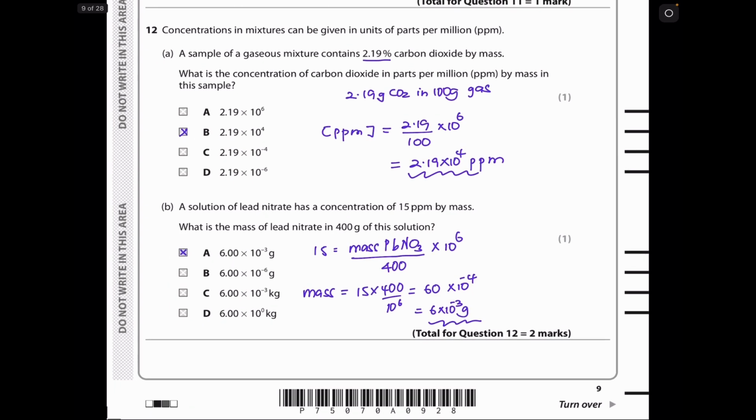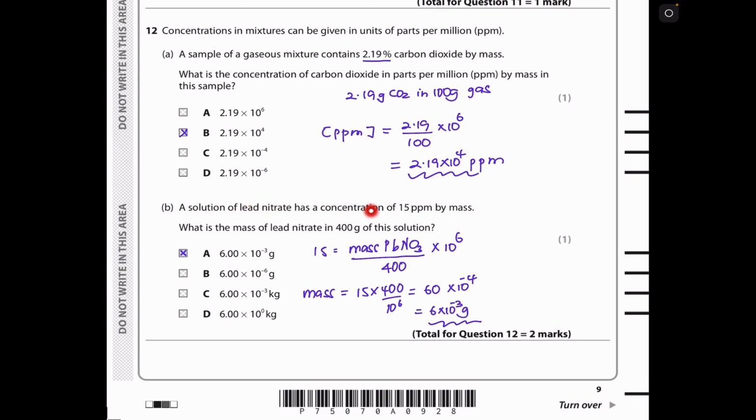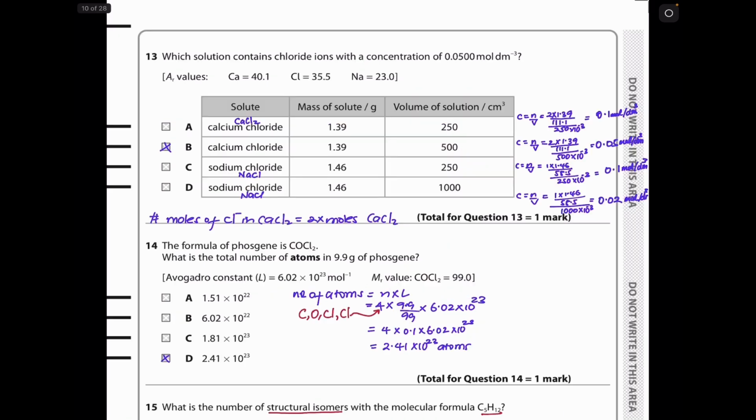In 12b, a solution of lead nitrate has a concentration of 15 ppm by mass. What is the mass of lead nitrate in 400 grams of this solution? Remember, concentration in ppm should be the mass of lead nitrate divided by the mass of solution times 10 power 6. So the mass of lead nitrate is going to be 15 times 400 divided by 10 power 6, giving us 6 times 10 power negative 3 grams. And so the answer is going to be A.